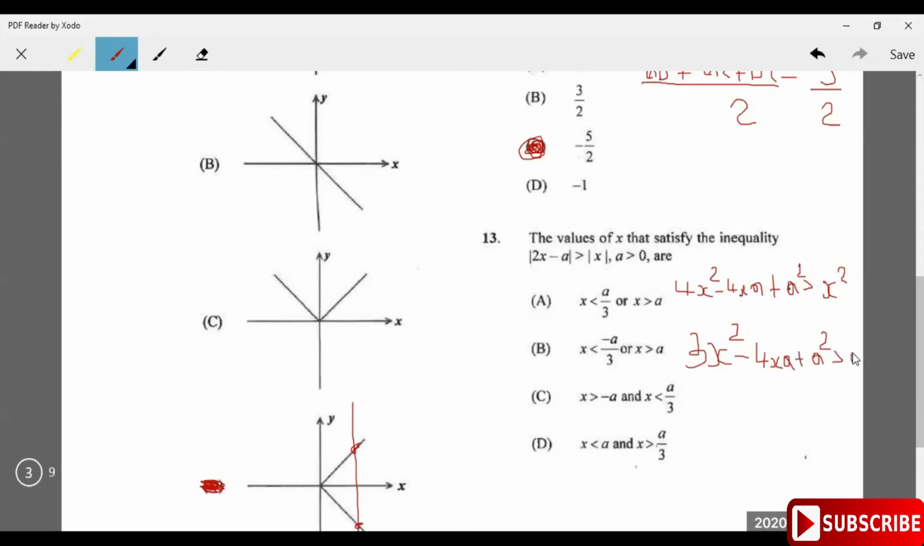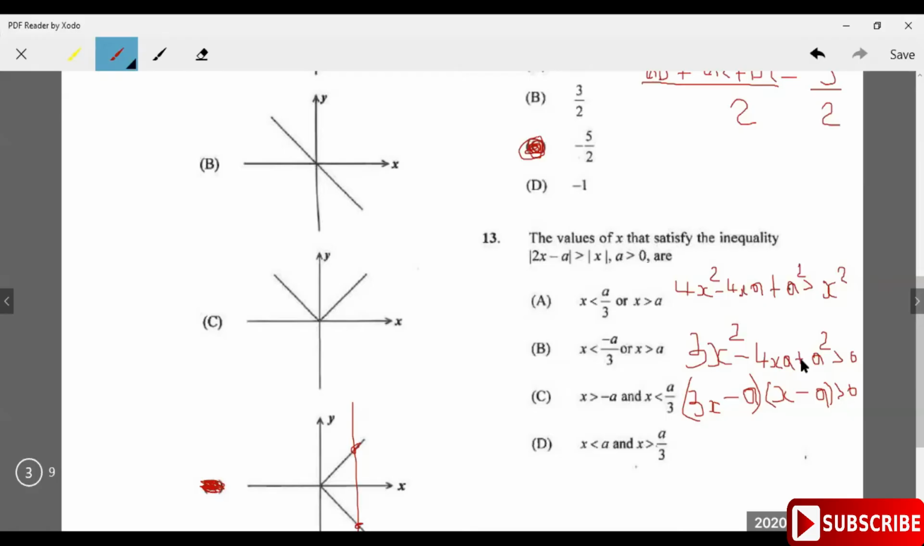Now we just factorize. Factorizing it, we need to get 3x squared. So I'm just going to write 3x and x. I need a squared, so I'm going to write a and a. Then I'm just going to put minus and minus. That way I'm going to get a negative here, but a plus also here.